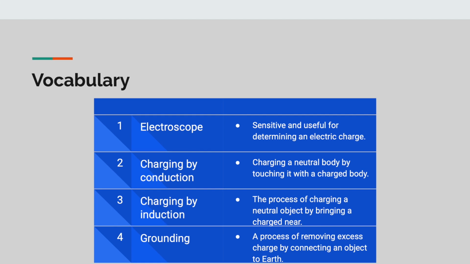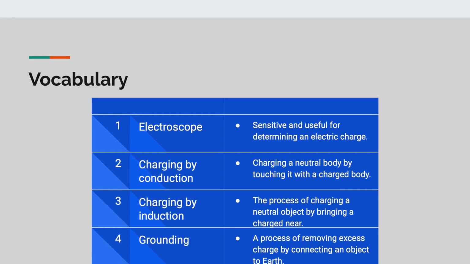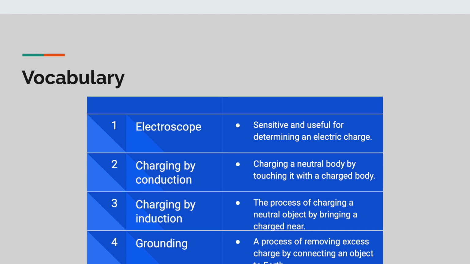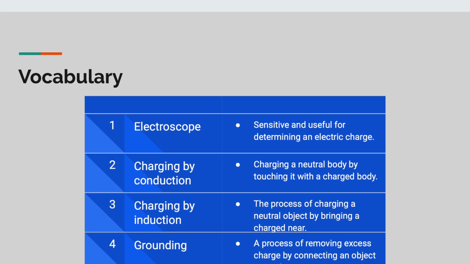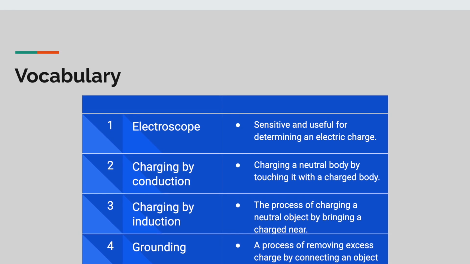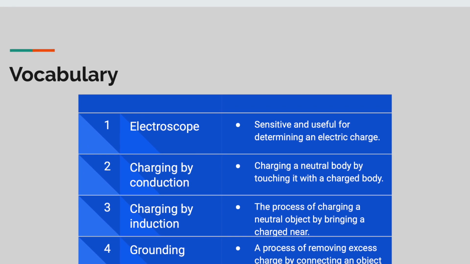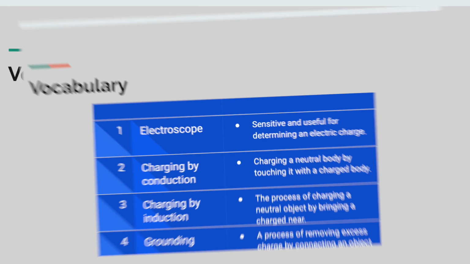Charging by conduction is when you charge a neutral body by touching it with a charged body, while charging by induction, on the other hand, is the process of charging a neutral object by bringing a charge near. Grounding is the process of removing excess charge by connecting an object to the earth.